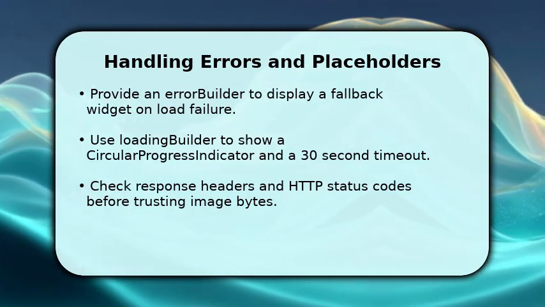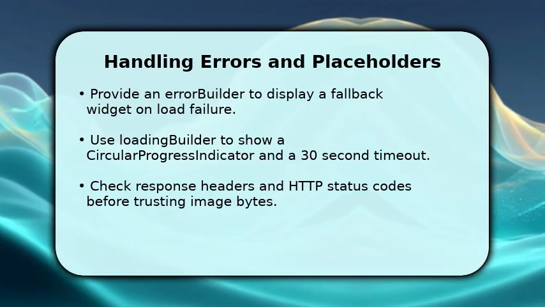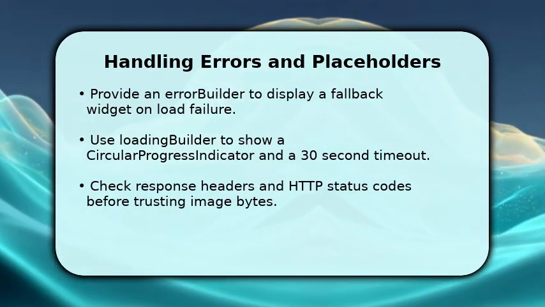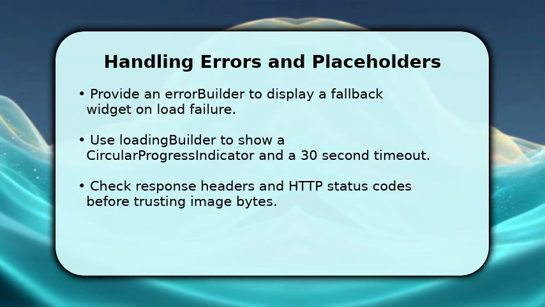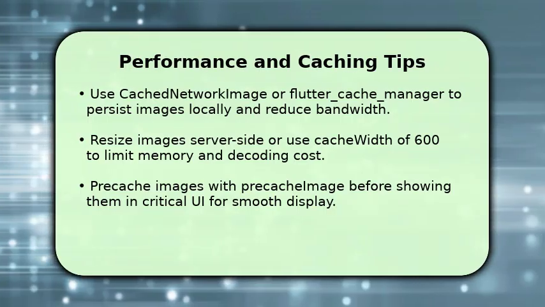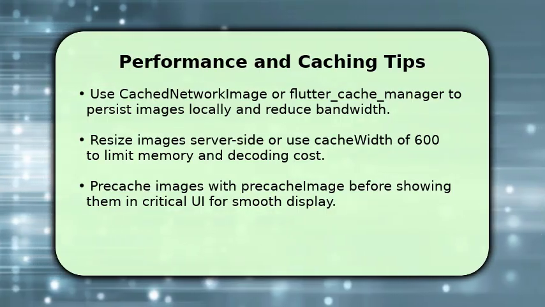Inspect HTTP status codes and response headers before decoding bytes to avoid crashes. Show a descriptive retry button that triggers setState and attempts a fresh fetch. Optimize network images to improve app performance and reduce data usage.